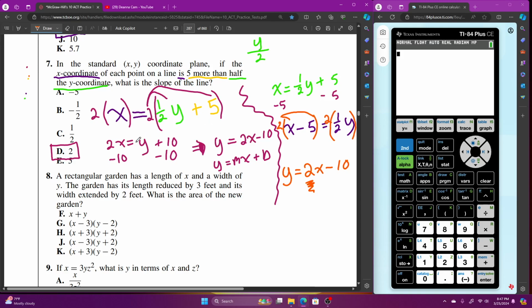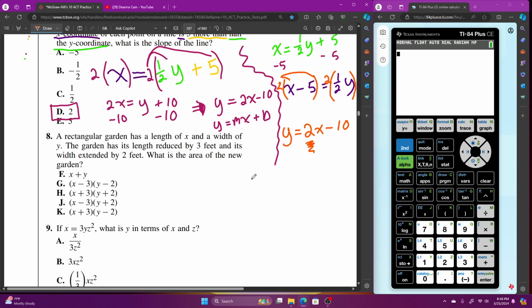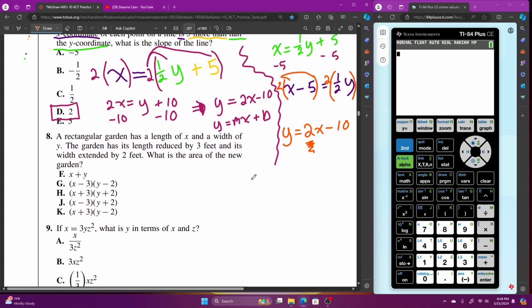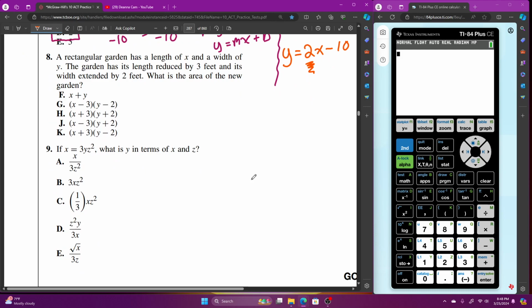Sorry, I might have failed my challenge here on number 7. I'm not exactly sure how to put that on the calculator to get the answer. Yeah, not sure. Okay, moving along.